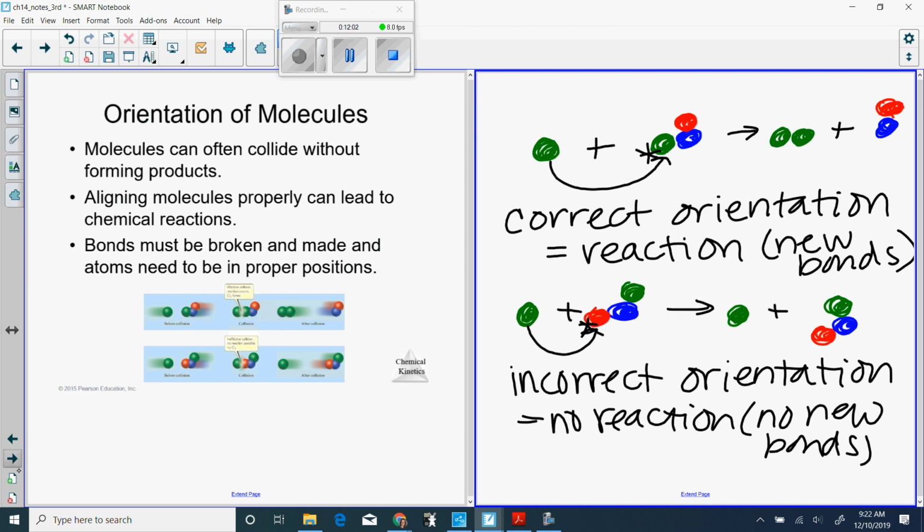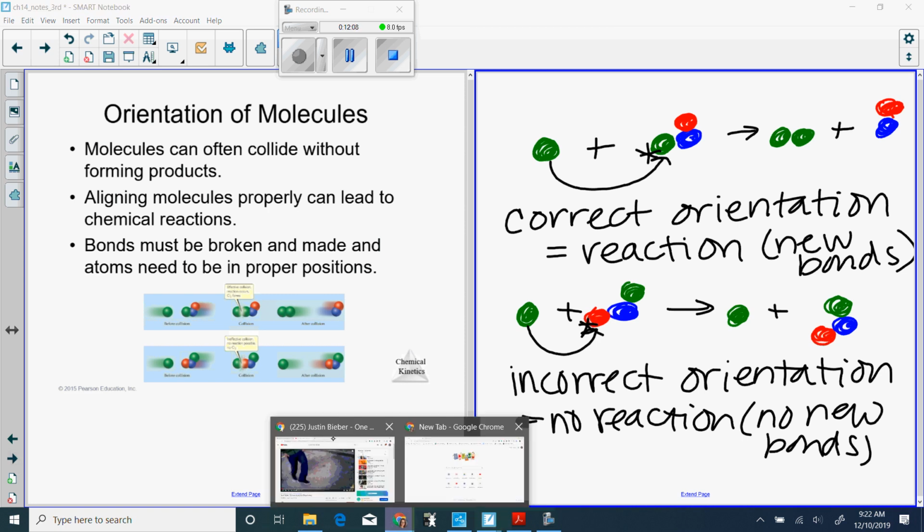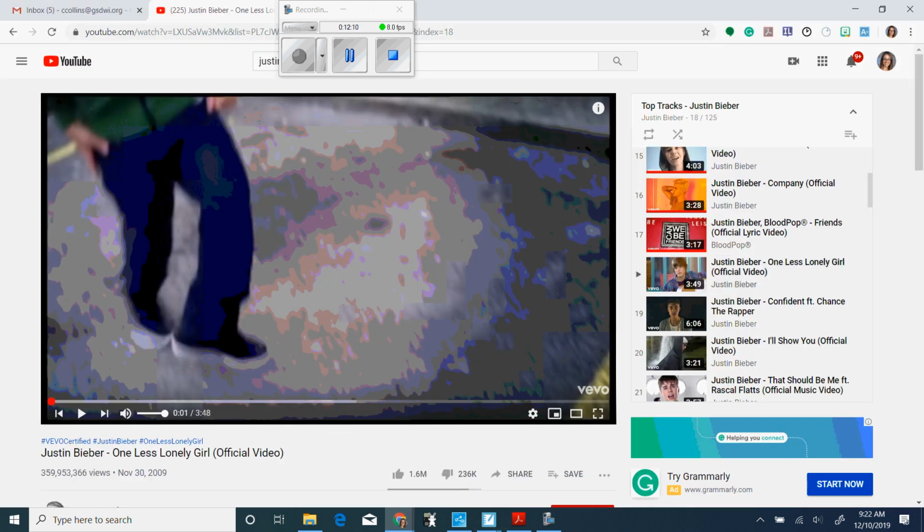When the music starts, when Justin sings to you, please tell somebody next to you about what's correct and incorrect orientation and what it means, how it works. Orientation might be a new word. Ready, go.